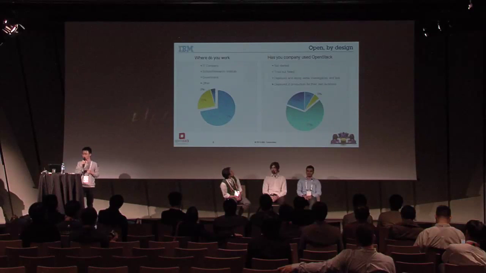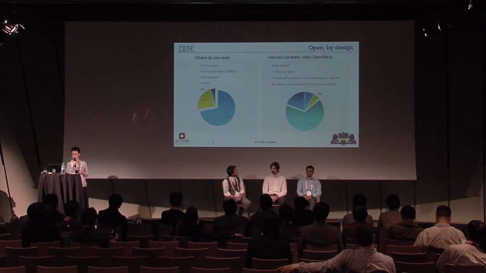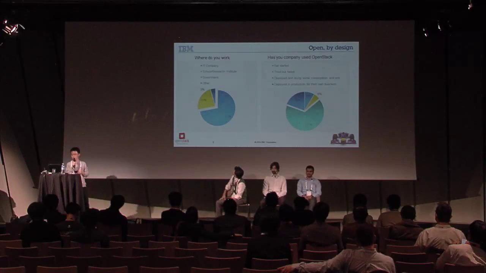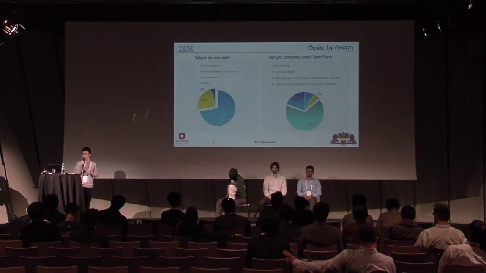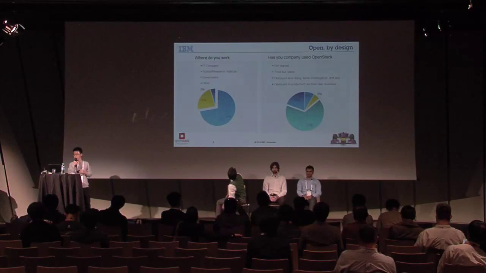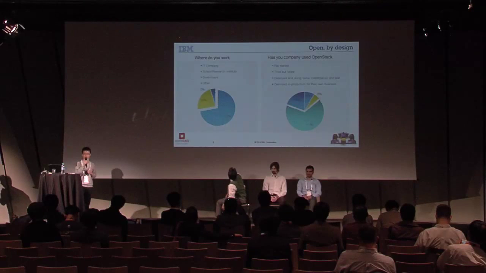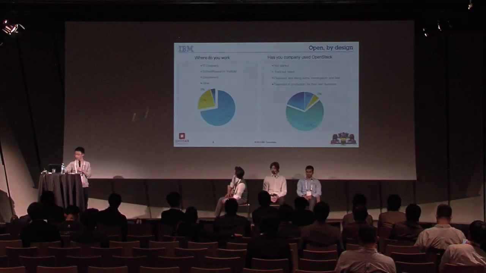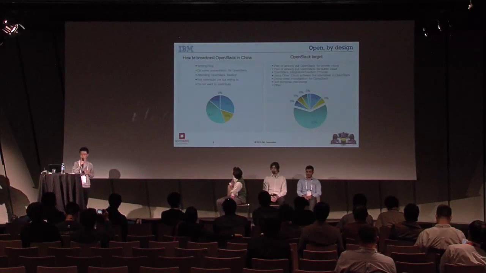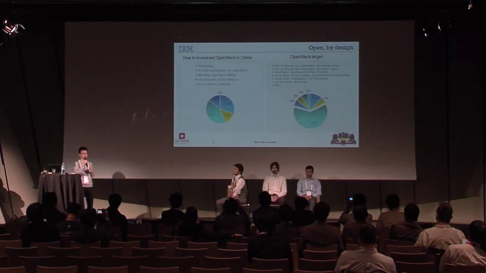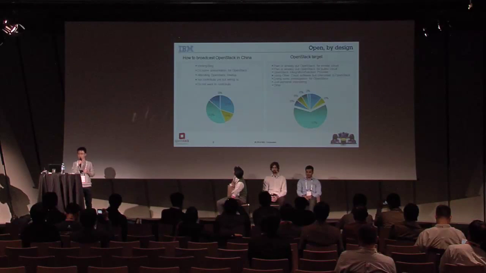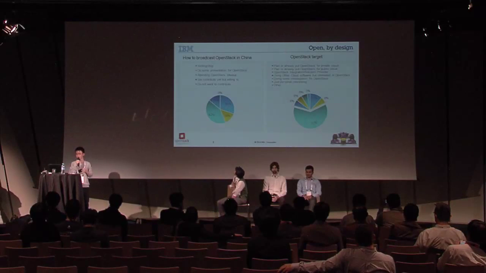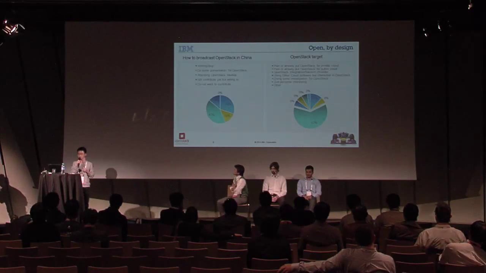And how has your company used OpenStack? We can see that most companies, about 67%, are doing some investigation and testing. You may also notice that almost 20% of companies are now using OpenStack in production for their own business. How do people broadcast OpenStack in China? Most people broadcast via attending the summit and writing blogs. As for OpenStack target, we can see that most companies are solution providers.